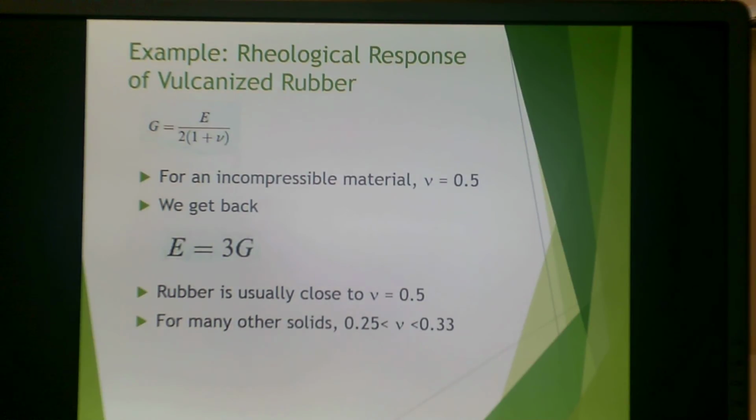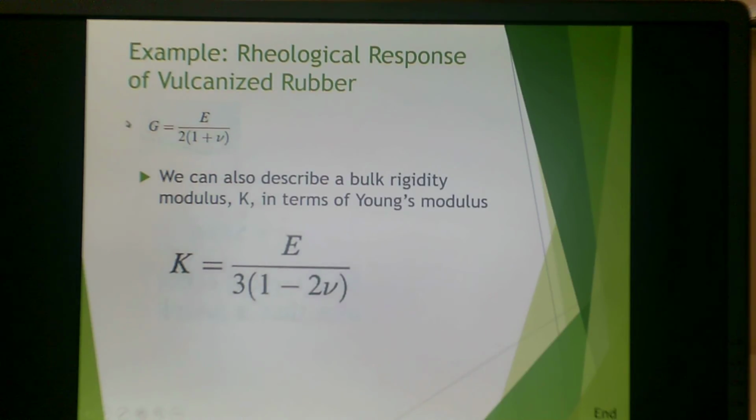For an incompressible material, Poisson's ratio is 0.5. And we get this relationship back again. Rubber is usually fairly close to 0.5, but for many other solids, Poisson's ratio can be greater than 0.25 and less than 0.33. So we would have to apply this particular relationship instead for most other solids. We can also describe the bulk rigidity, K, in terms of Young's modulus and Poisson's ratio with this relationship here. So bulk rigidity, Young's modulus, and Poisson's ratio.